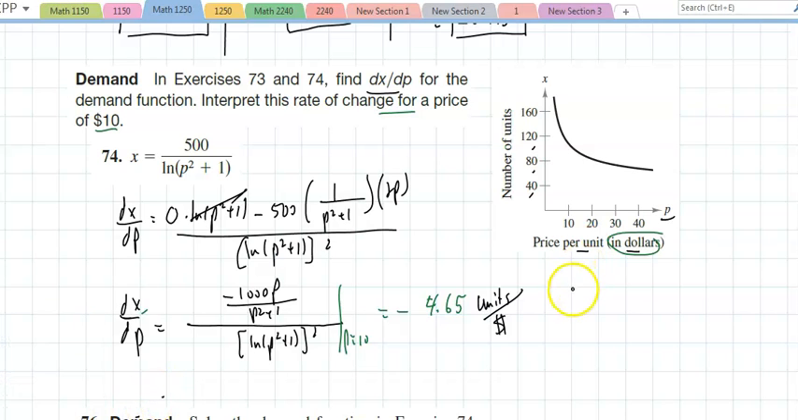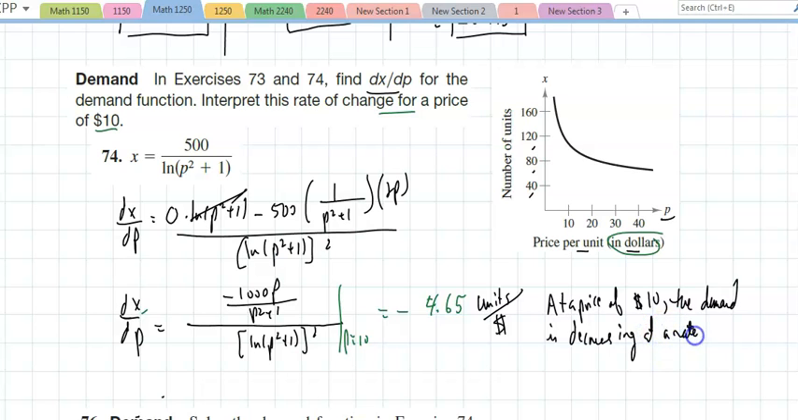Okay. And this indicates that at a price of $10, the demand is decreasing at a rate of $4.65 units at that time. 4.65 units.